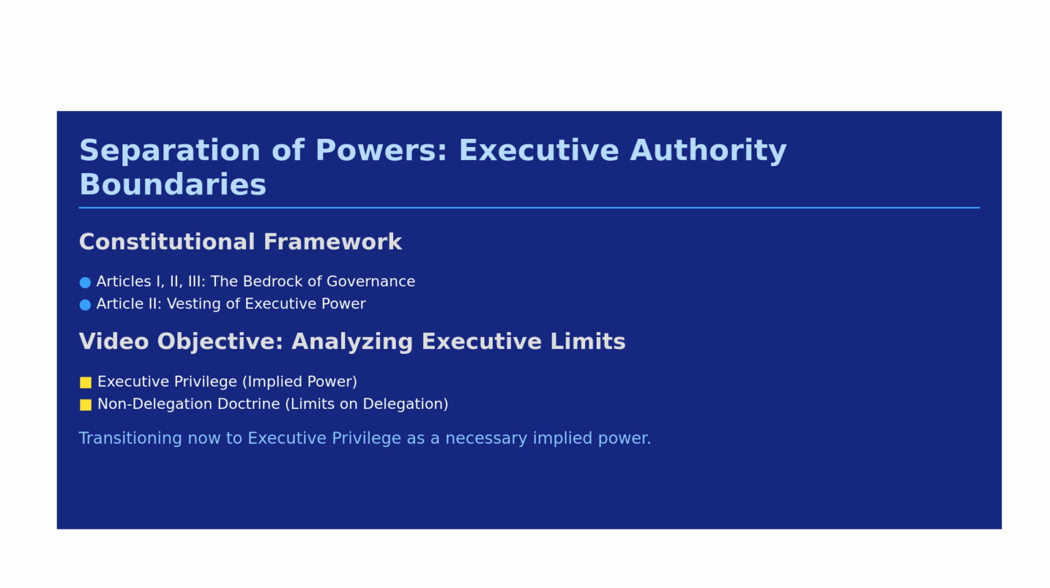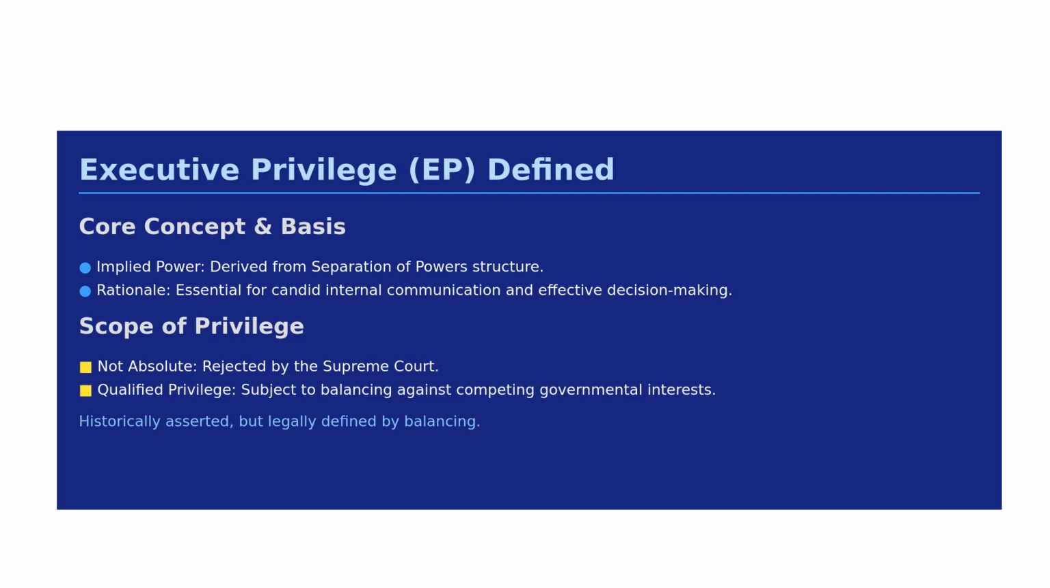We begin by framing executive privilege not as an explicit grant, but as an implied power vital for effective presidential decision-making and candid internal operations. We now define executive privilege. It is not explicitly enumerated in the Constitution, but rather is an implied power essential for the effective functioning of the executive branch. This privilege safeguards the confidentiality required for candid internal communications between the President and advisors, ensuring robust and honest deliberation necessary for sound decision-making.